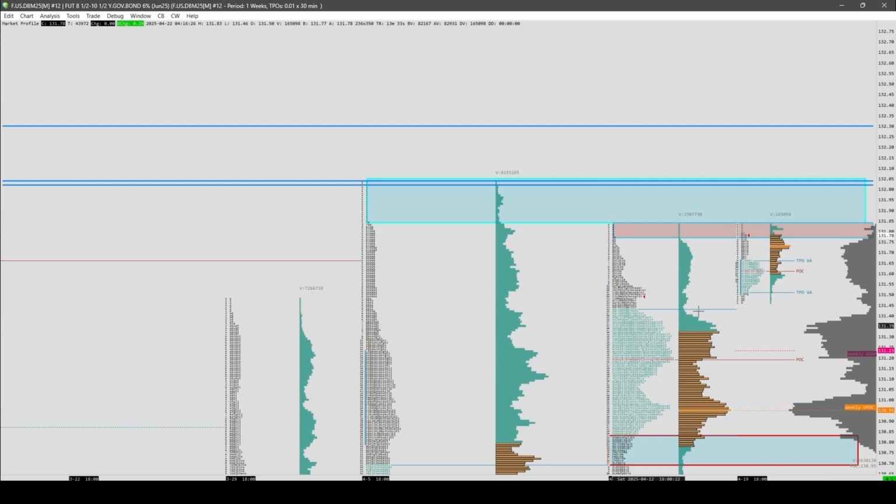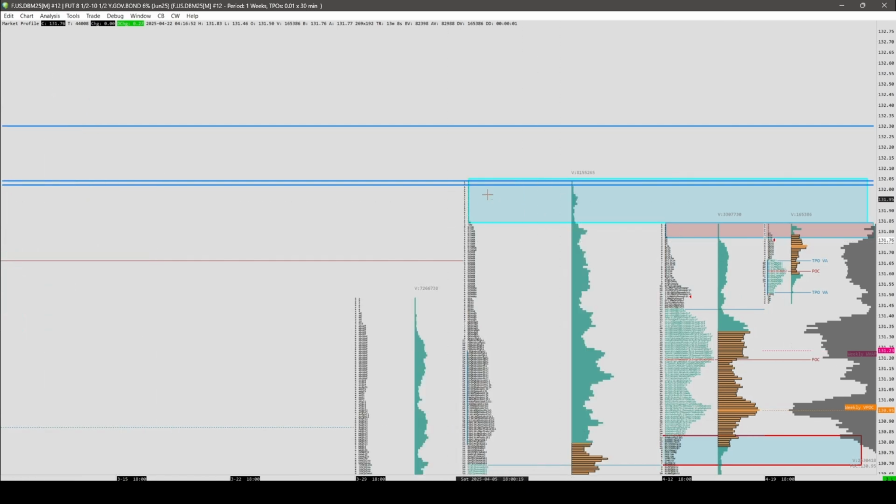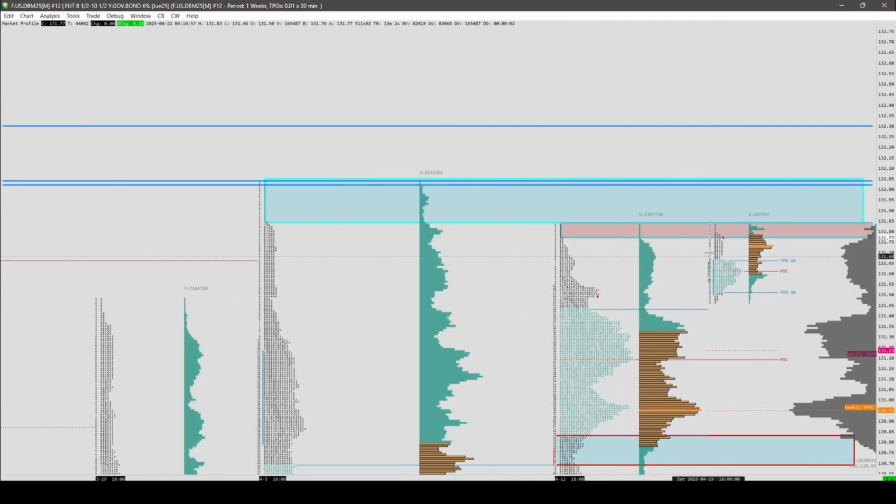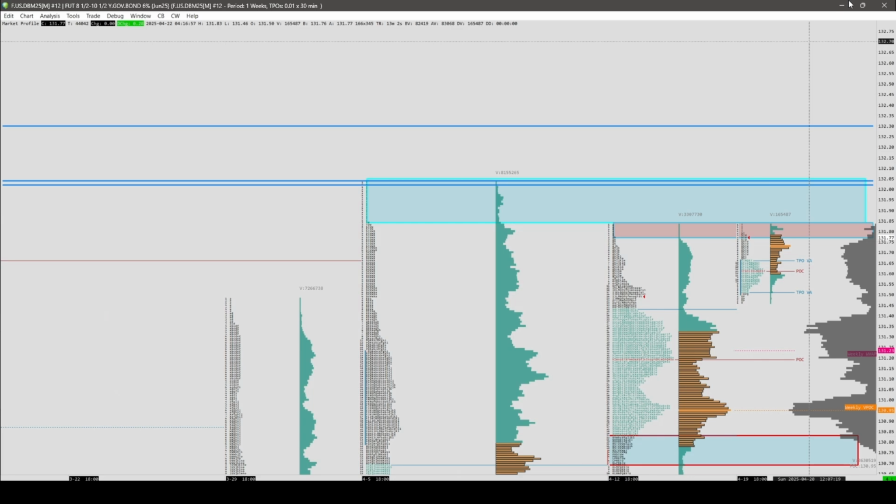And if we break this area, I will be looking at 132s, 02 and 132s, 04s, just because the market is, as you can see right here, respecting those areas a lot. And if the market is going to be holding those areas till the cash open, I will also be looking at the 131s, 81s, just because there is a seller sitting right here.